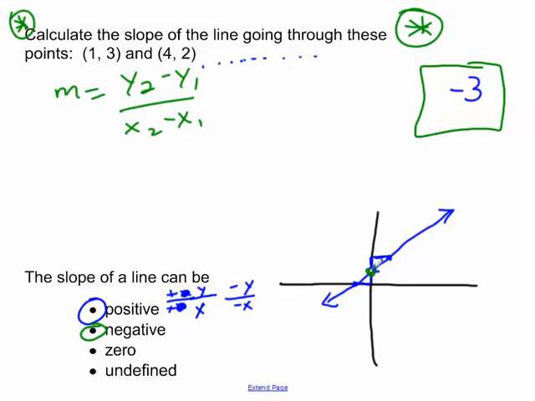Or, let's start with this one. If I've got a negative slope, that would be a negative change in y over a positive change in x. Or a positive change in y over a negative change in x. Because a positive divided by negative would give me a negative number, or a negative divided by positive would also give me a negative number.